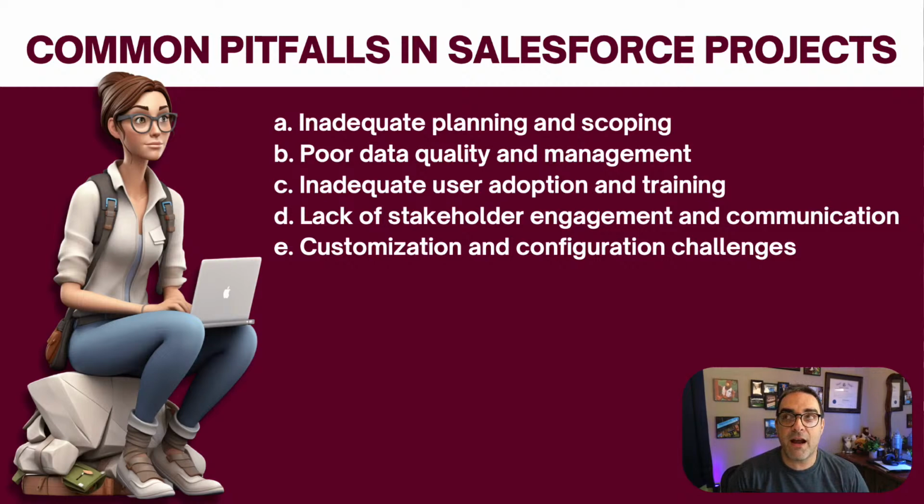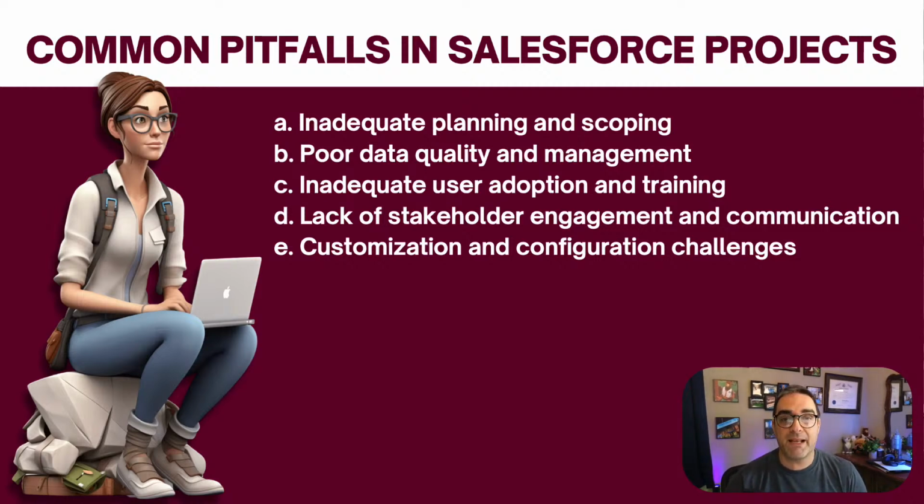And no matter how big of a disaster a project might be, and sometimes they are disasters, sadly, usually it boils down to these 5 items that you see on my screen right now. The first is inadequate planning and scoping. And what do we mean by that?